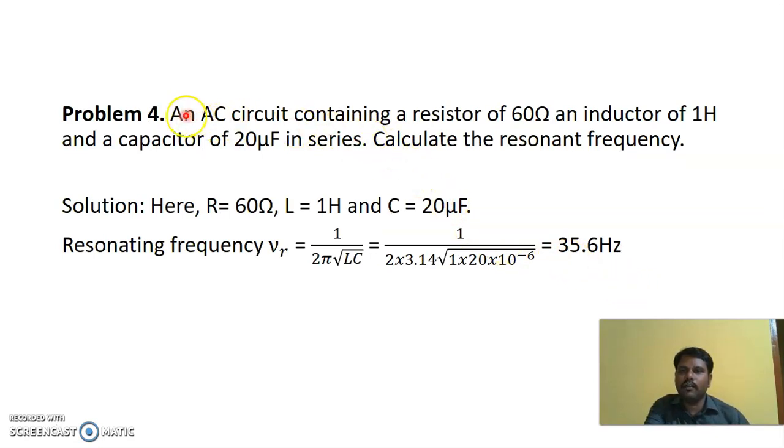Likewise, problem number 4. An AC circuit containing a resistor of 60 ohm, an inductor of 1 Henry and a capacitor of 20 microfarad are connected in series. Calculate the resonant frequency. You know that the resonating frequency nu r is equal to 1 over 2 pi square root of L into C. So substituting the values of L and C, we obtain the resonating frequency as 35.6 Hertz.